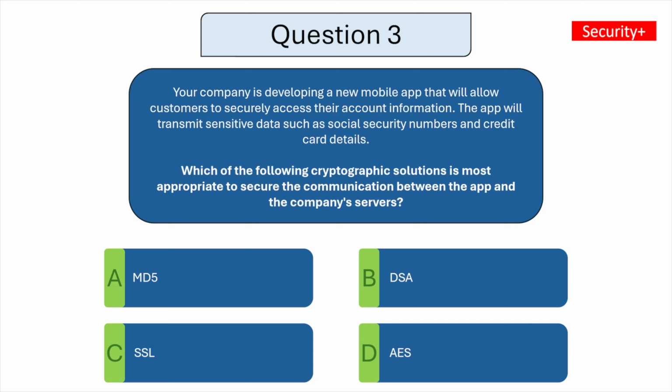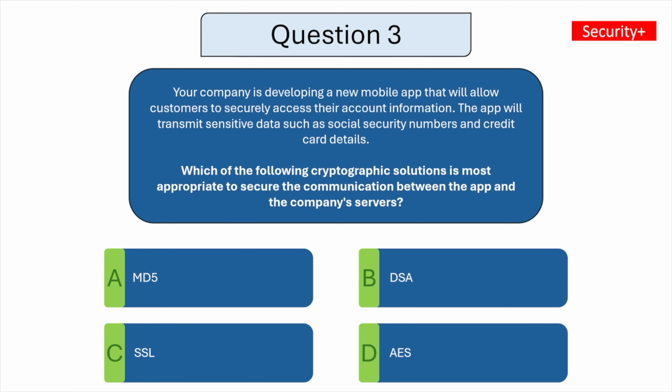So let's go ahead and go through them here. For A, message digest is a hash function that won't secure communication on its own. So it's not A. For B, digital signatures won't secure the communication on their own either. So it's not B. For C, secure socket layers so far is the best option.